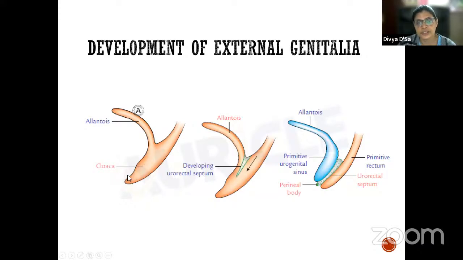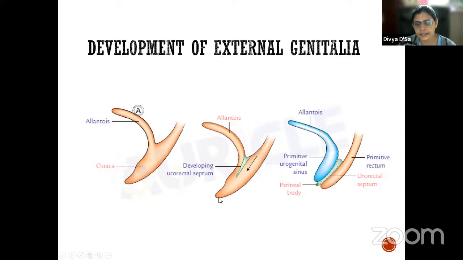Okay, so this is the hind gut. Now this is the allantois. This is the pre-allantoic part. This is the post-allantoic part. Now the post-allantoic part is divided by a developing urorectal septum into two portions. That is the primitive urogenital sinus in the front and the primitive rectum behind, by this urorectal septum.